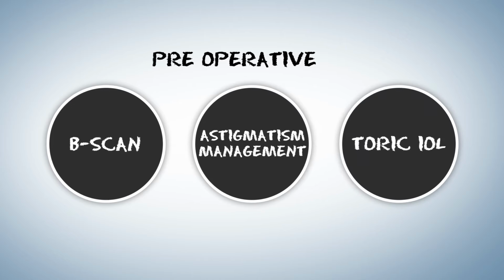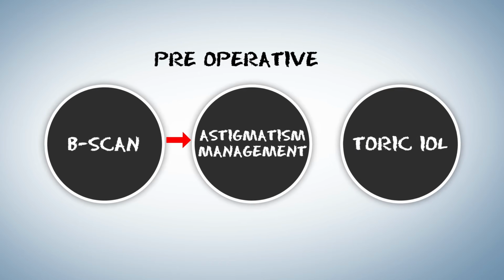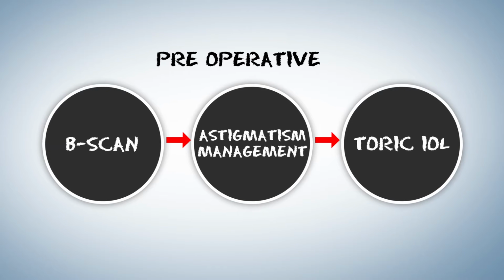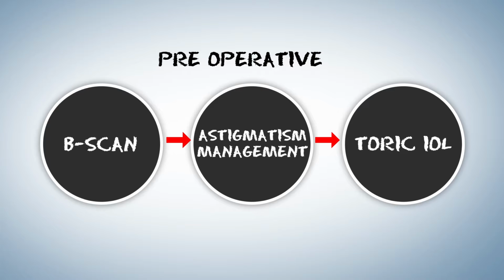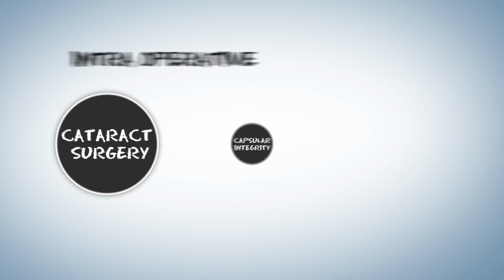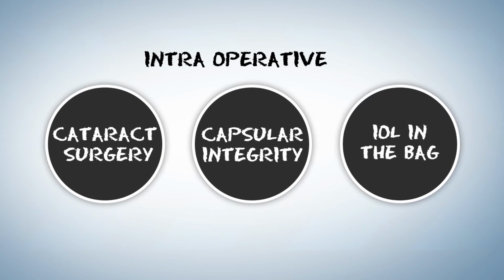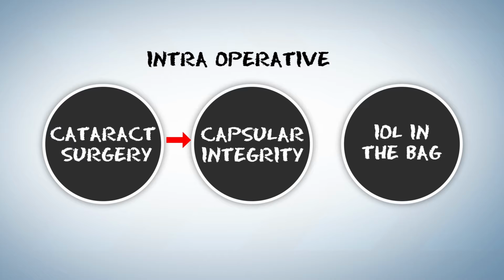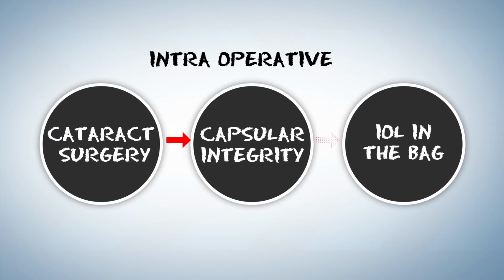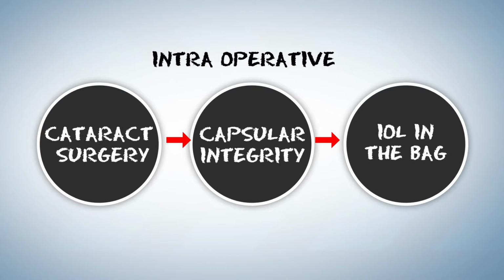Pre-operatively, after affirming a normal B-scan, astigmatism management was about choosing a toric IOL over a monofocal IOL owing to the high astigmatism. And intraoperatively, the goal was to meticulously handle the complex cataract, simultaneously maintaining capsular integrity to have a successful in-the-bag implantation of the envisioned IOL.